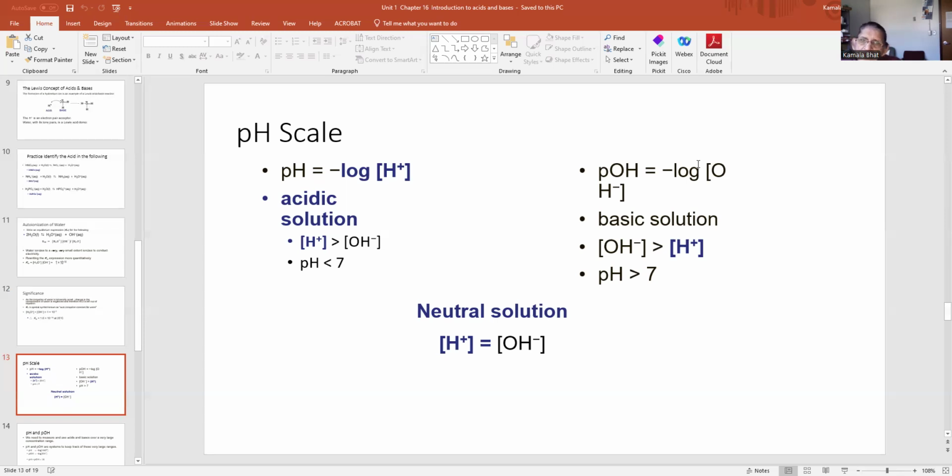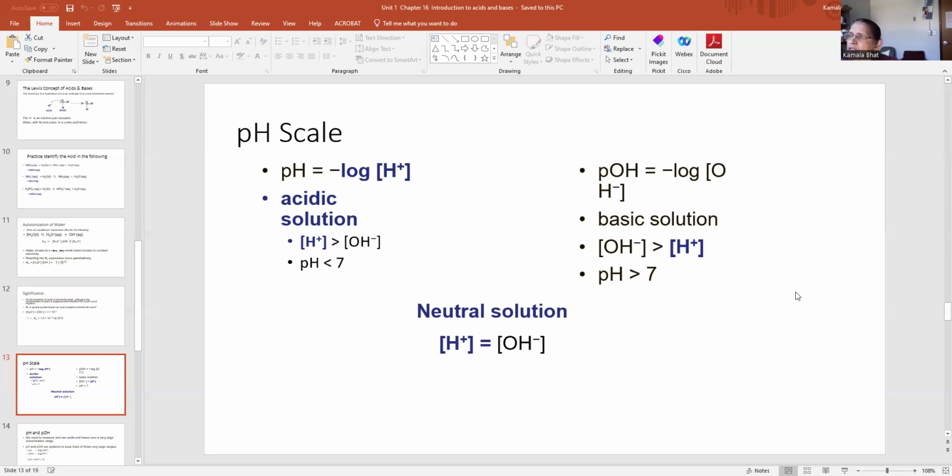Because for an acidic solution, the pH will be less than 7. And for a basic solution, the pH must be greater than 7. Because at the neutral point, the pH is equal to 7. Furthermore, we can see that pH 7 plus pOH 7 is equal to 14.